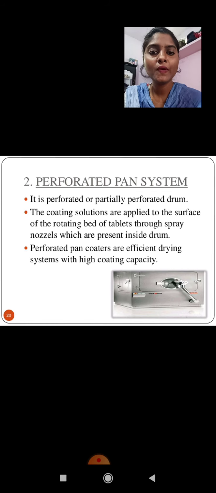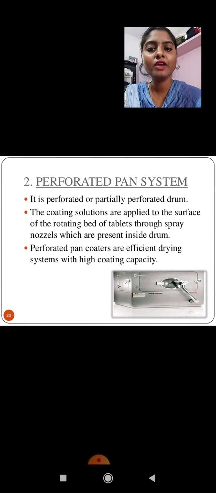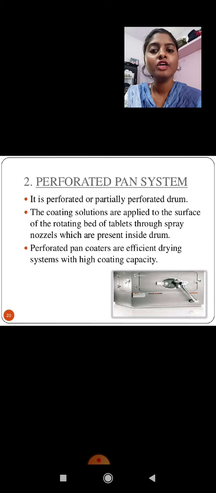Okay, the coating solution is applied to the surface of the rotating bed of tablets through the spray nozzle. So by using a spray nozzle, the coating solution is applied over the tablets. The spray nozzle is present inside the drum. Okay, and perforated pan coaters are an efficient drying system with high coating capacity.